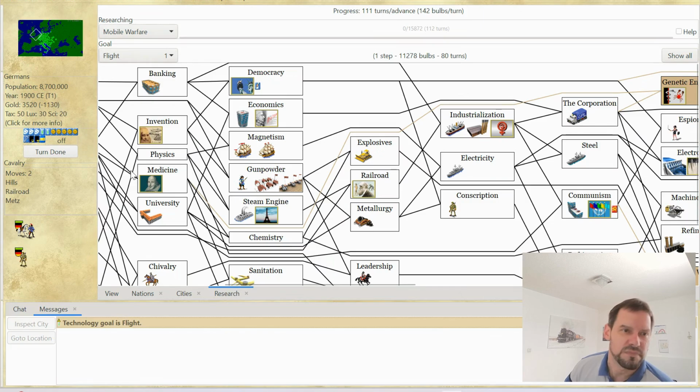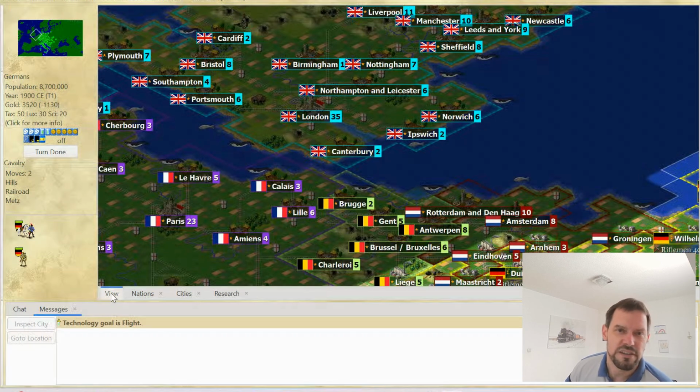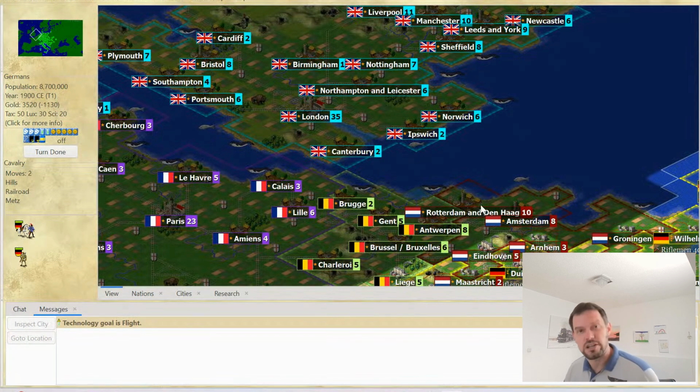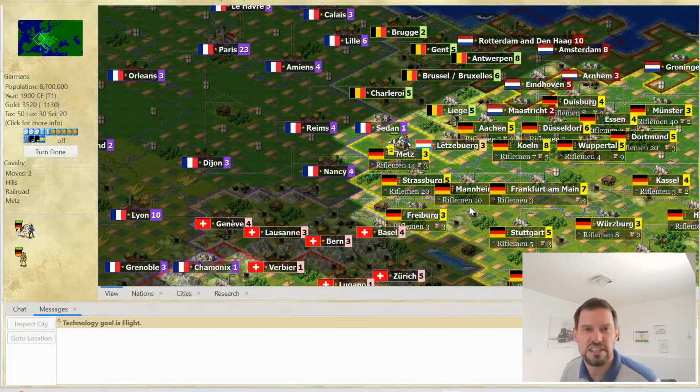So let's go back here and start our little war. I typed the key C, like center, and I'm again with the cavalry in Metz. And thanks to the railway network, I can directly attack Paris. Let's do this.